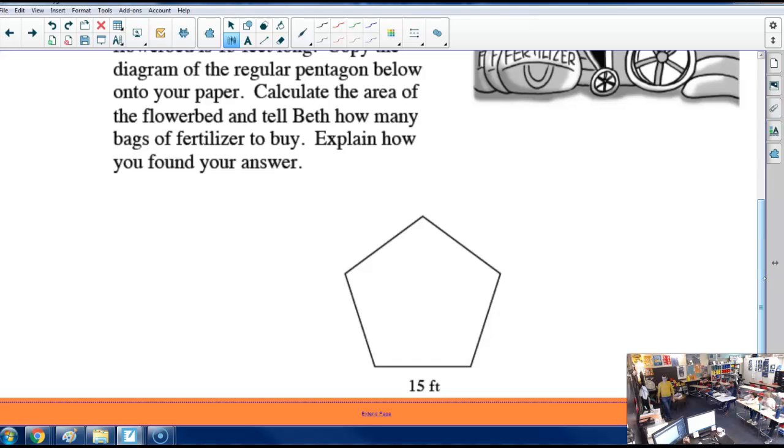Go. Okay. And really, how many bags of fertilizer do we need? But we'll get to that.